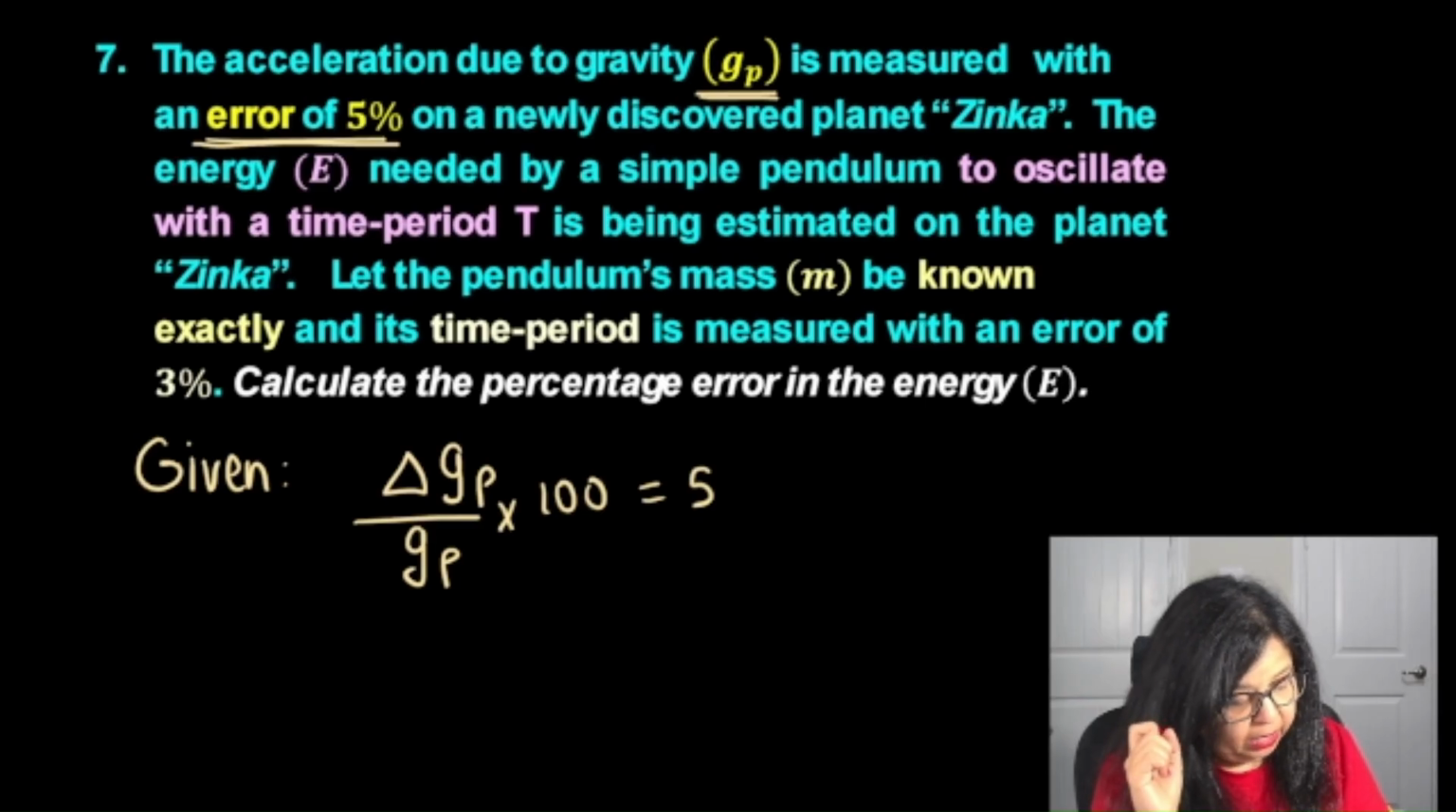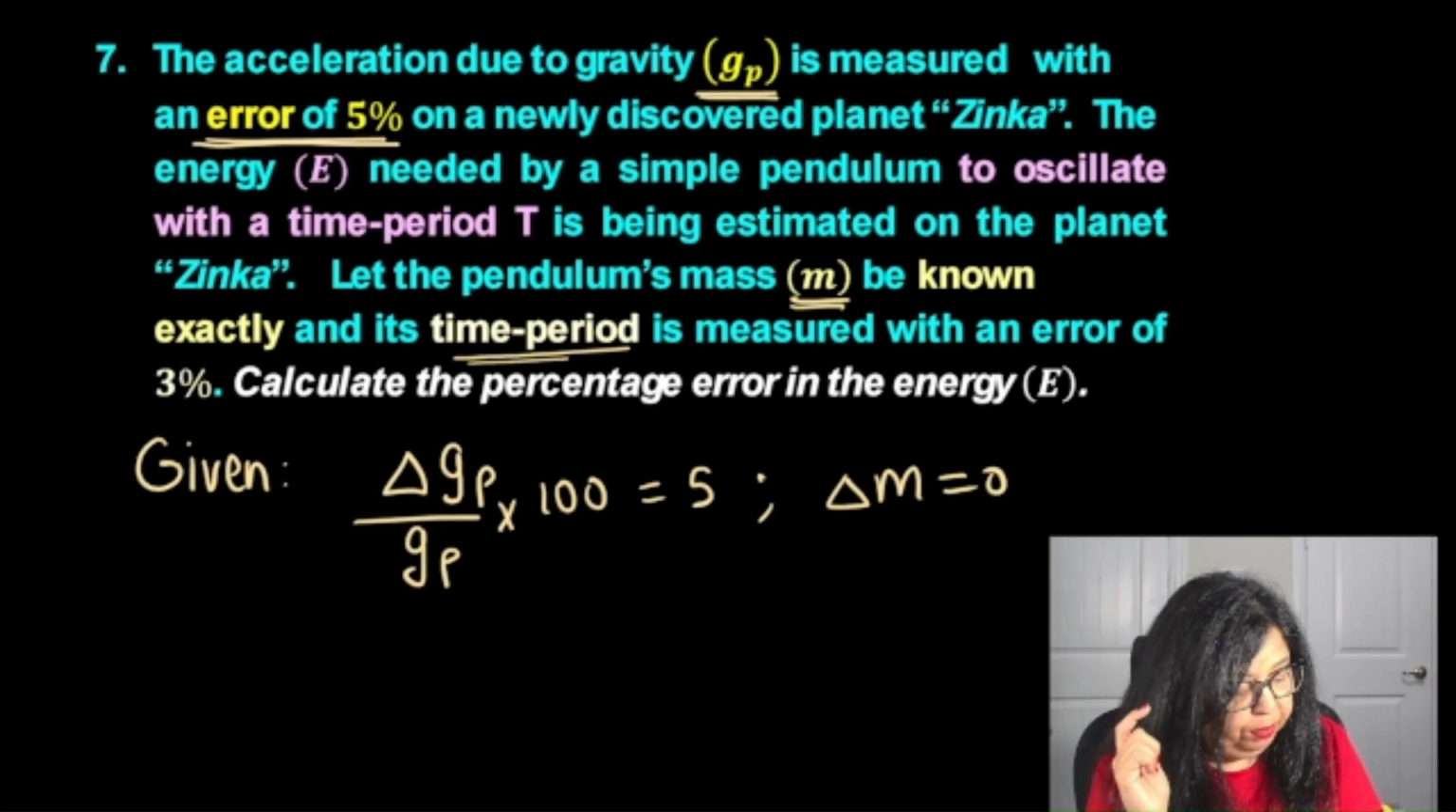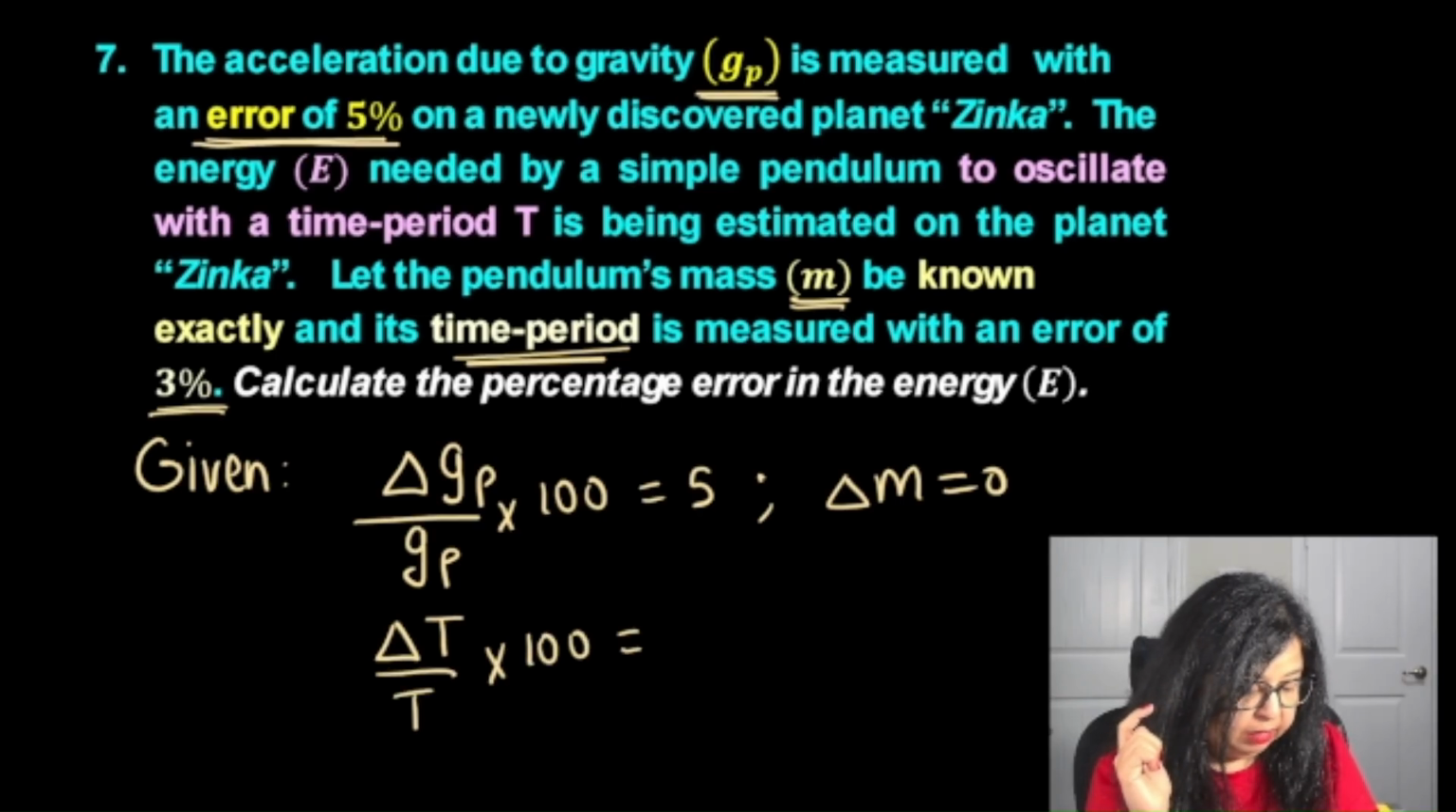Okay. Delta M, 0. Okay, very good. Time period. The error in time period is 3%. Delta uppercase T over uppercase T times 100 is 3%.